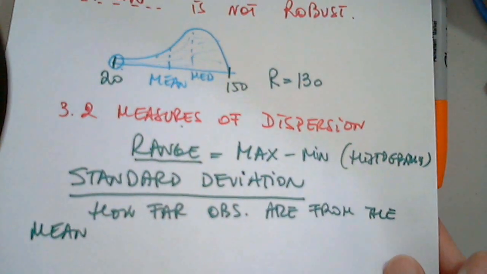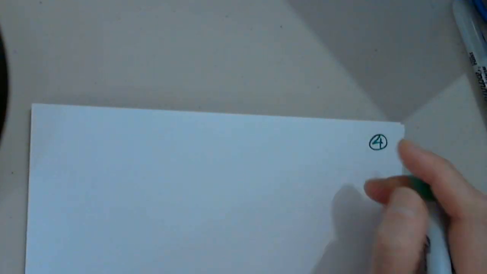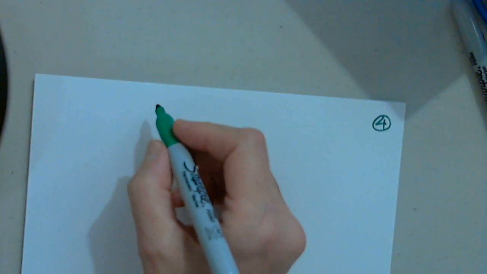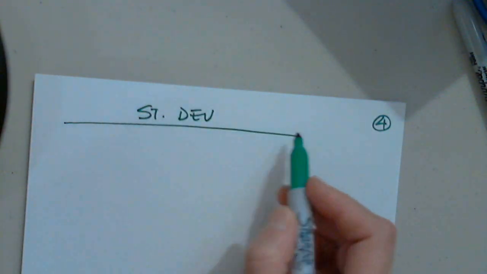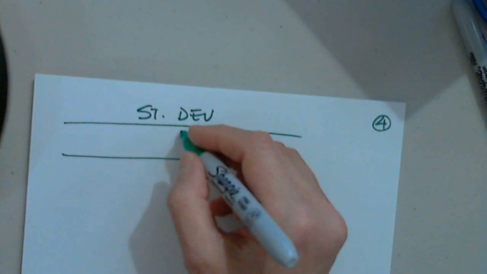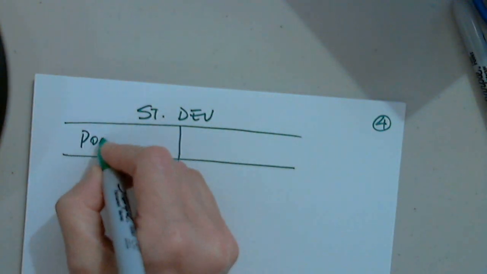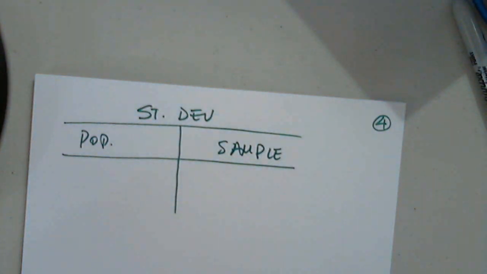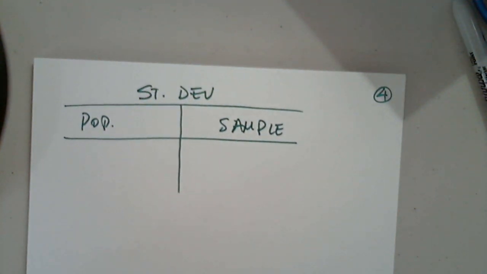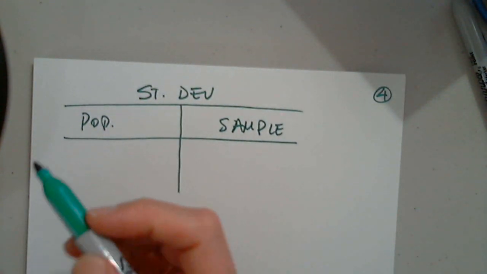And yes, we have a formula. I think I'm on page 4. Yes, I'm on page 4. Of course, we have two formulas, standard deviation for the population and for the sample. Slightly different, careful with these two. The notation now.